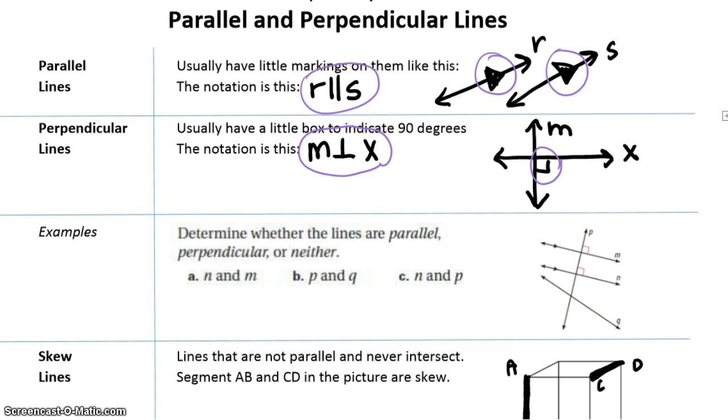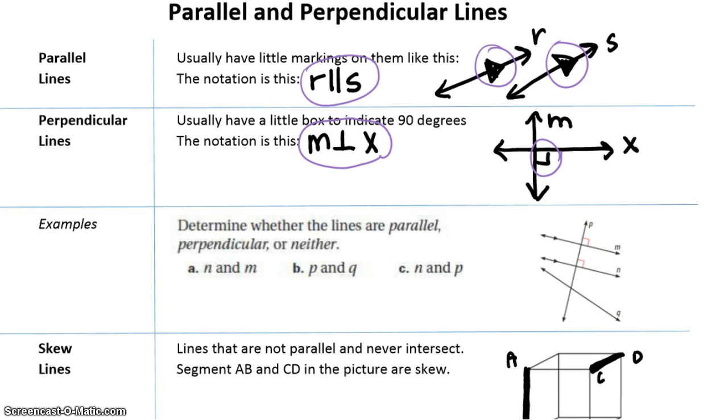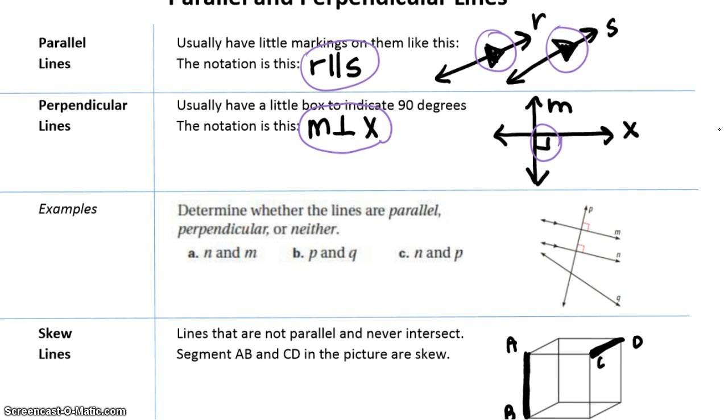So let's look at some examples. Determine whether the lines are parallel, perpendicular, or neither. Now, don't push this away. Make sure that you do draw on your picture. So I'm going to draw on the picture and I'm going to erase them when I'm done.